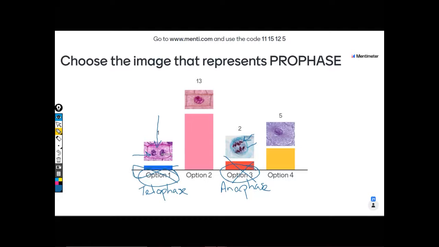So now let's look at our final two options. This is usually the hardest. So let's look at option 4. What is option 4? Interphase is correct. And this is a little bit of a tougher one to look at. How did we know this was interphase?